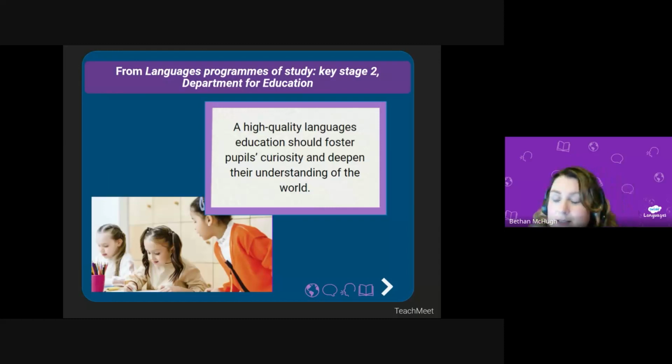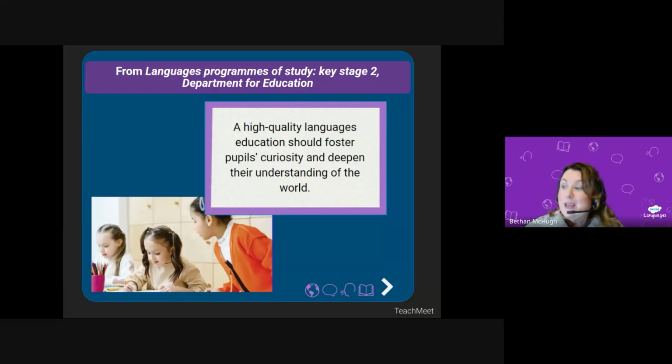This is the scheme of work, the national curriculum for languages, that I can certainly quote verbatim. I'm sure a lot of you can as well. But it's about fostering curiosity and deepening understanding of the world. And I think we have that commitment to every child. Just because a child has a learning need, it doesn't mean that they can't succeed and have success in languages. Our fundamental purpose as a language teacher is to foster this curiosity. It's to deepen children's understanding of the world.